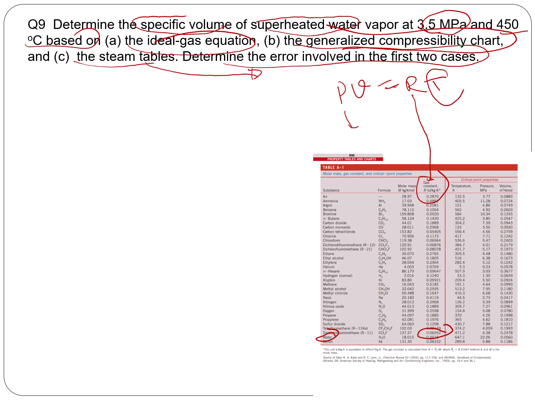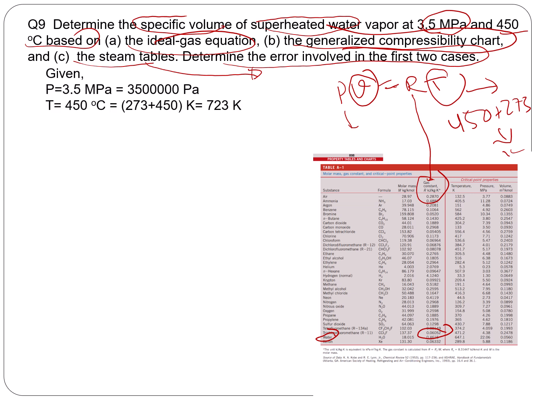And then temperature is given as 450 degrees centigrade. Remember, it has to always be absolute temperature. Since you are doing this problem in the SI unit system, you convert this to Kelvin. If you add 273, you get the temperature in Kelvin. So the only unknown is the specific volume. This is how you can find the specific volume using the ideal gas equation.